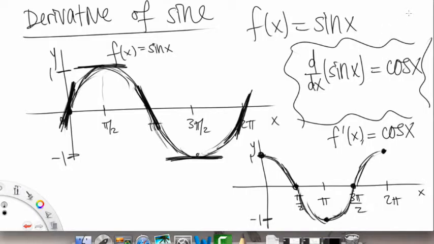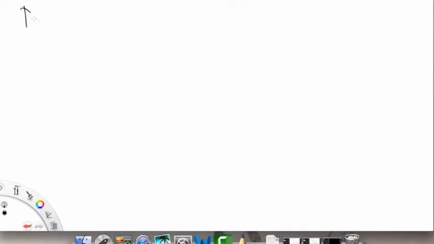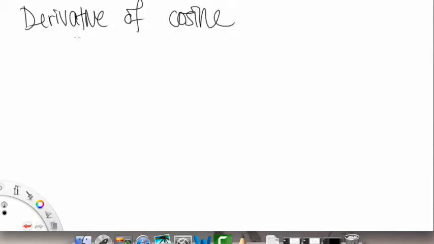Alright, so now let's move on to the derivative of cosine. Some of you out there might be thinking, hey, maybe it's just sine x. And you're very close, but let's see what changes here.